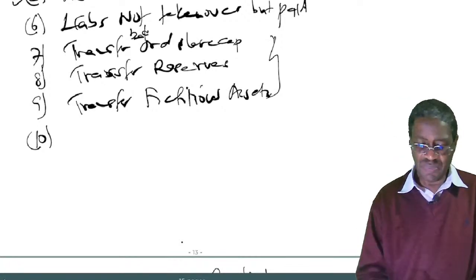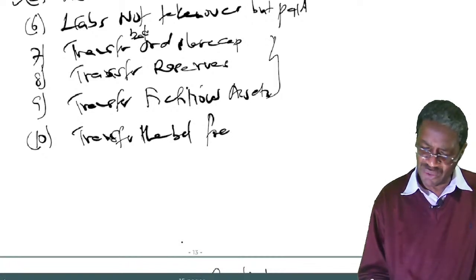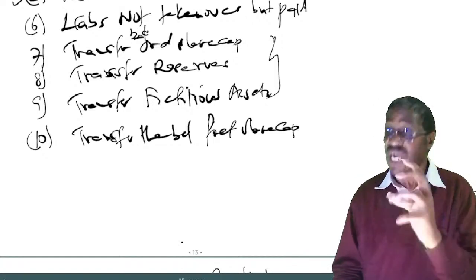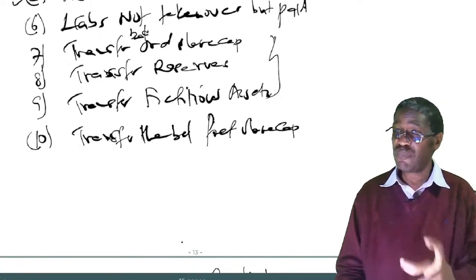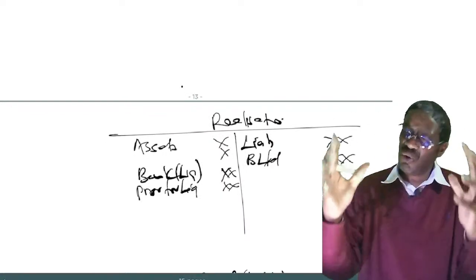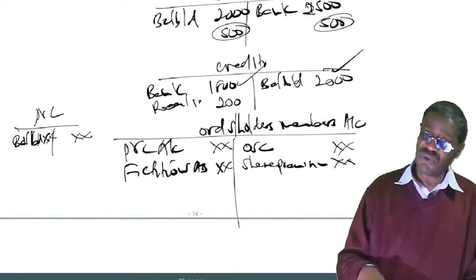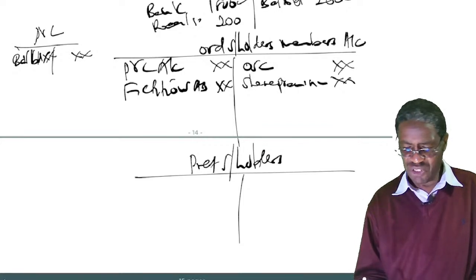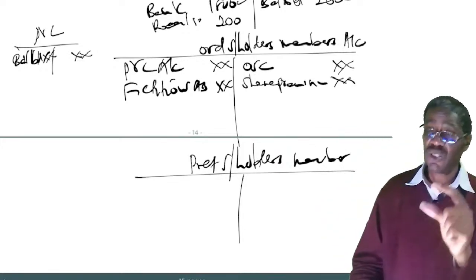So step number 10 is that you transfer the balance of the preference share capital, because you also have preference shareholders to pay in your company. You can't pay them their capital through the capital account, just like you couldn't pay the ordinary shareholders through their share capital account. So for preference also, you create a liability for them, so that anything you owe to the preference shareholders will be transferred to that account, just like you have done for the ordinary. We normally call it preference shareholders members.